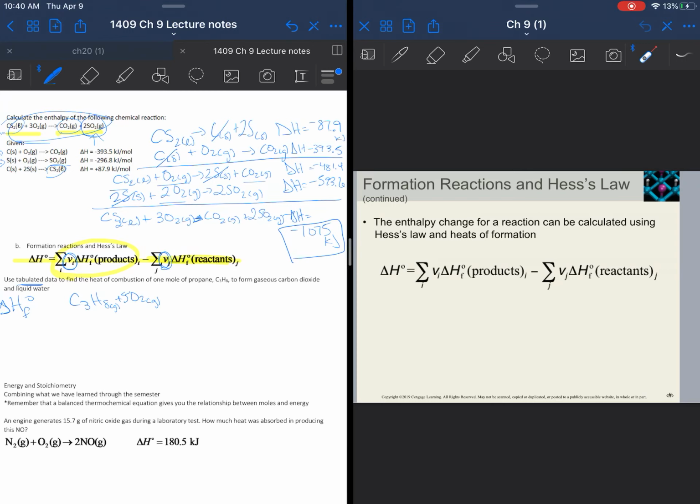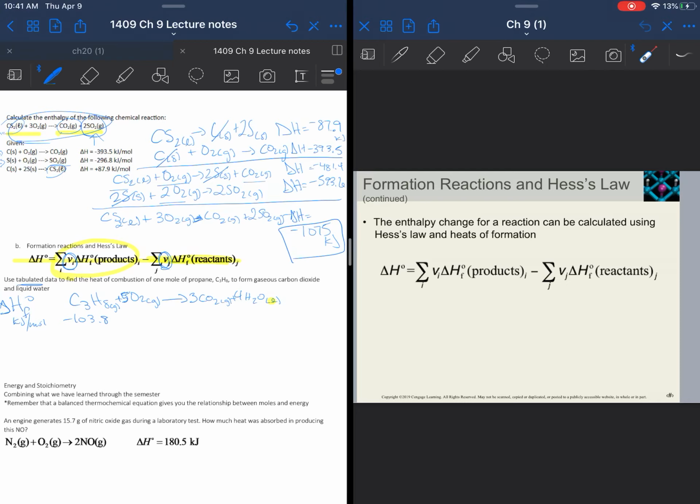It's going to take into account the stoichiometric coefficients. 1 mole of C3H8 reacts with 5 moles of oxygen to give us 3 moles of CO2 gas and 4 moles of H2O liquid. It is important to recognize the states because, for instance, when you go to look up HF for water, there's going to be one for a liquid and a gas. So it's important to know which one you're looking for.